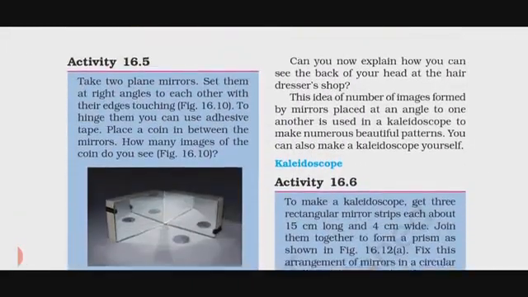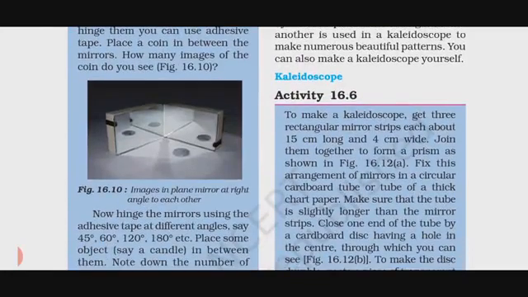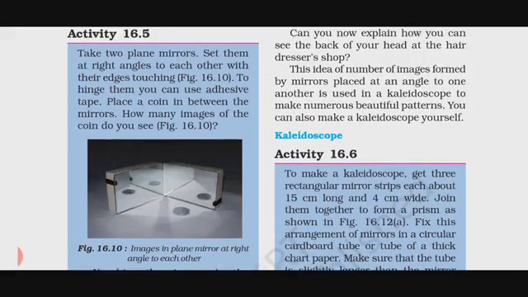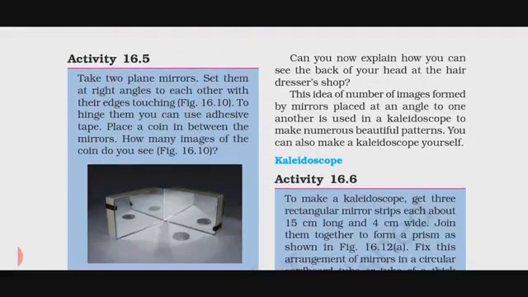So let's study how this multiple reflection takes place. What you have to do in this activity, activity 16.5, is get two simple mirrors. Mirror strips, I can say. These are the two mirror strips. This is one and this is the second.